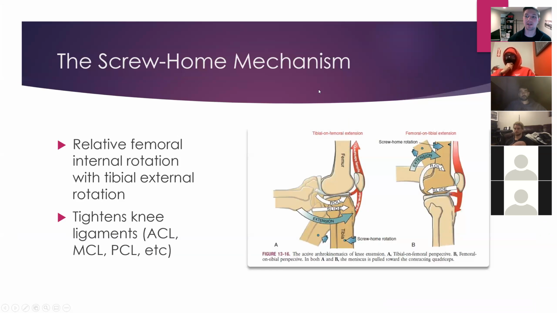Now, this is testing femoral internal rotation because of the screw home mechanism. When we lock out and extend our knee, the femur goes into relative internal rotation and the tibia goes into relative external rotation. This is going to tighten the ligaments of the knee, like the ACL, the MCL, the PCL. You guys ever seen crazy ACL injuries? They're usually taking place when the knee is locked out to some extent because those ligaments are taut, some pressure comes in, it's over. And then oftentimes you see more than one ligament go. So that's just a little fun fact for you, but also understand that this screw home mechanism is extremely important. So that's why if the knee bends, we have an issue.